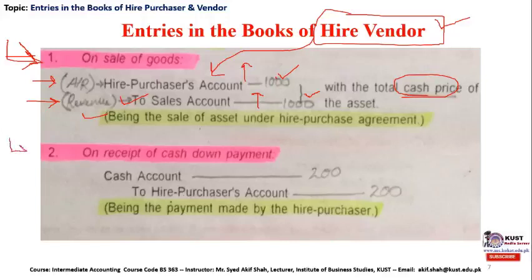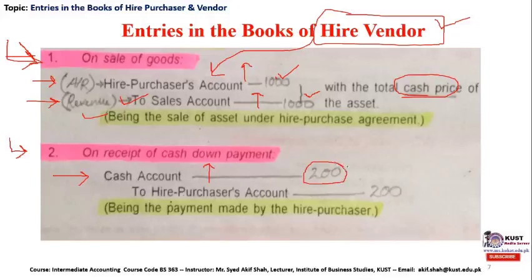Then the vendor will make another entry on the receipts of cash down payment. The moment the vendor has received the cash amount for the down payment, the vendor will record another entry. Since the vendor has received cash, the cash account in the vendor's book of account will increase. When there is an increase in the cash account, it is recorded as debit.